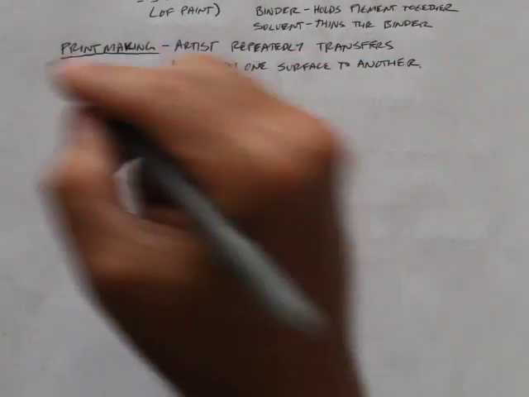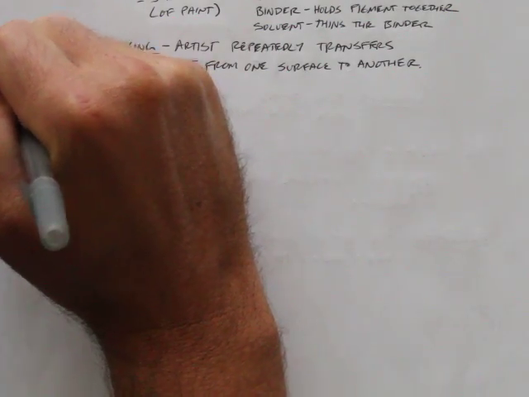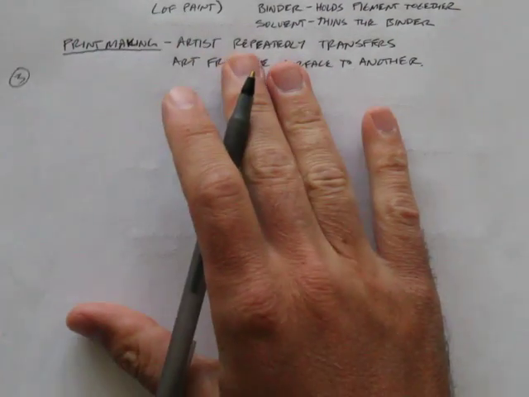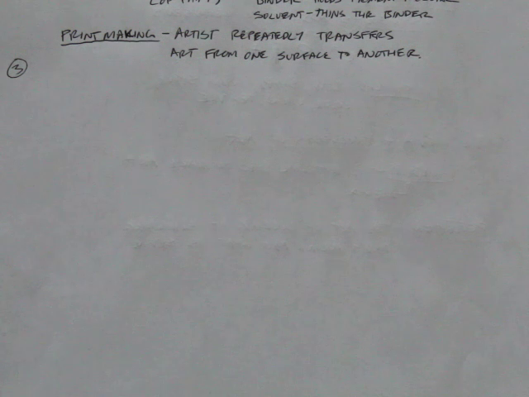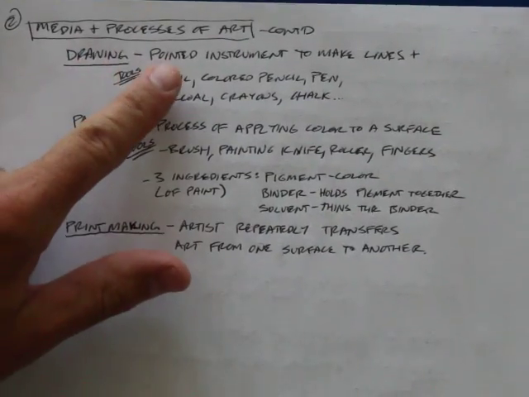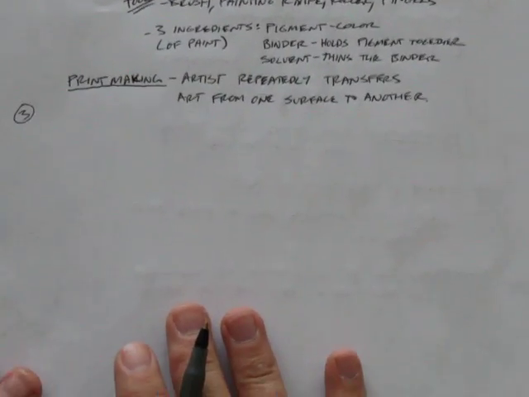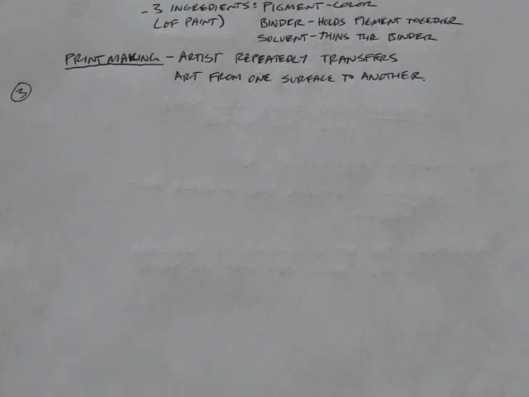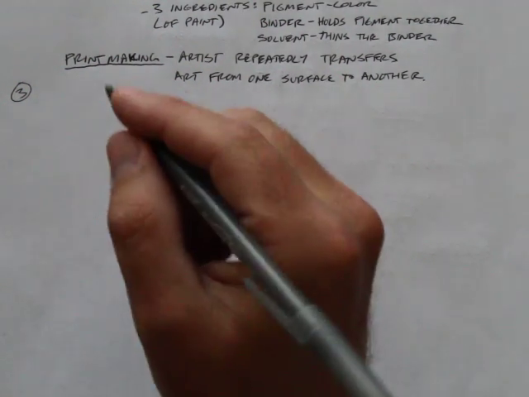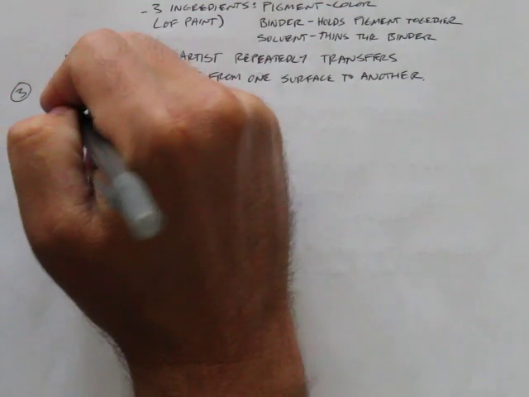All right, here we are, our third lesson from chapter 1 in our book, Art Talk. And we are continuing to talk about the media and processes of art. This next media and process of art is photography.